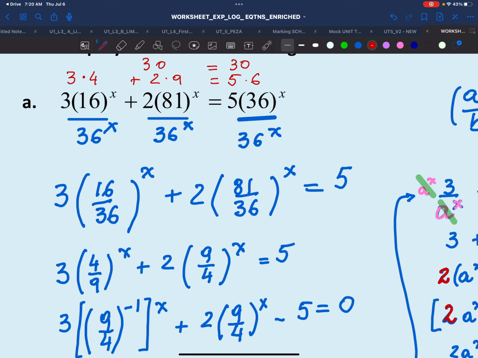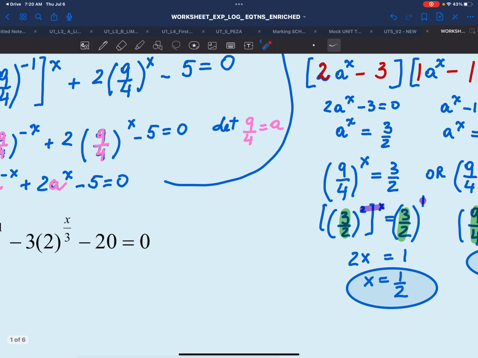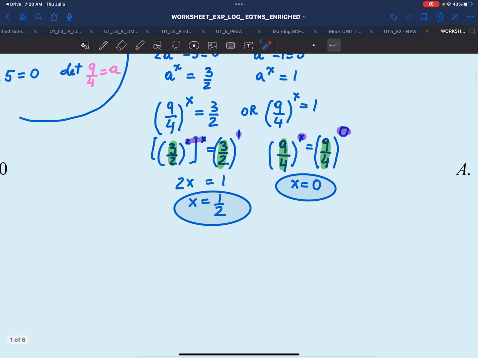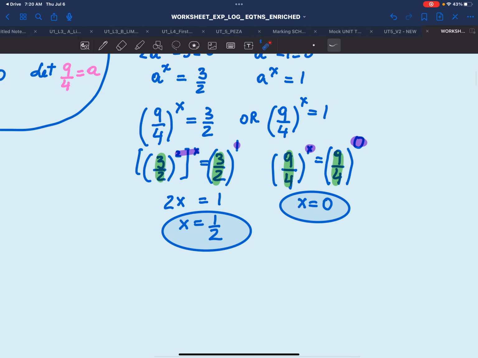And obviously the other solution is x equals 0, because as you can see in this case, if x equals 0, all these exponential terms turn into a 1. So therefore, we're going to have 3 plus 2 equals 5. So both solutions work, and they are x equals 1 over 2 and x equals 0.